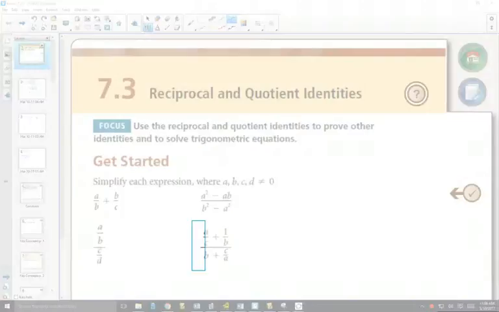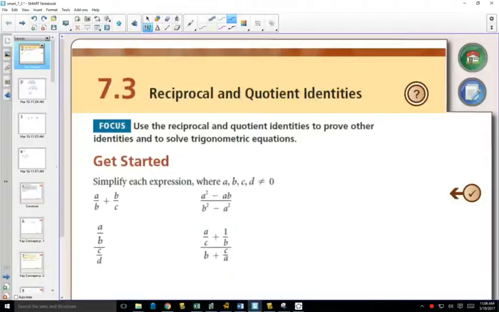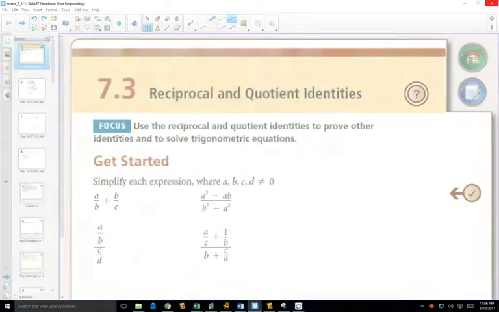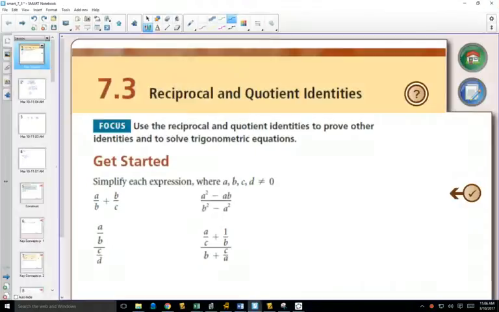Finally, our last one here. Wait for it. Prod it. Uh-oh. There we go.